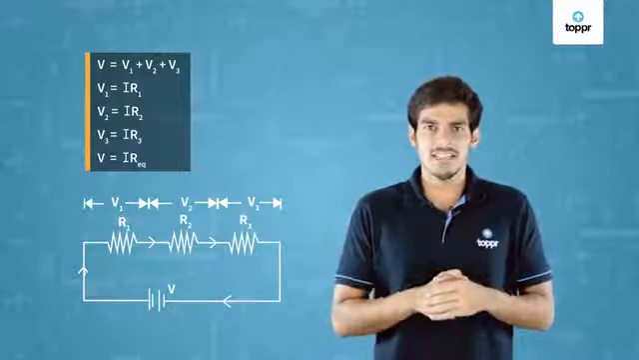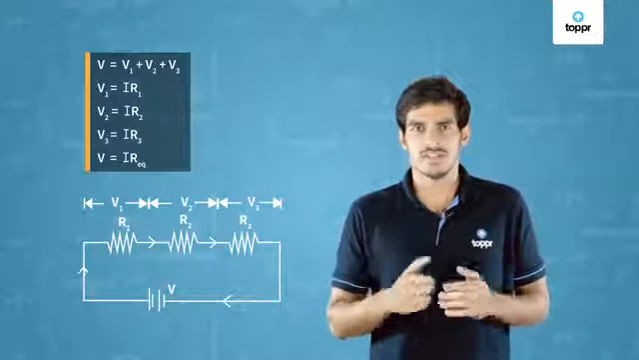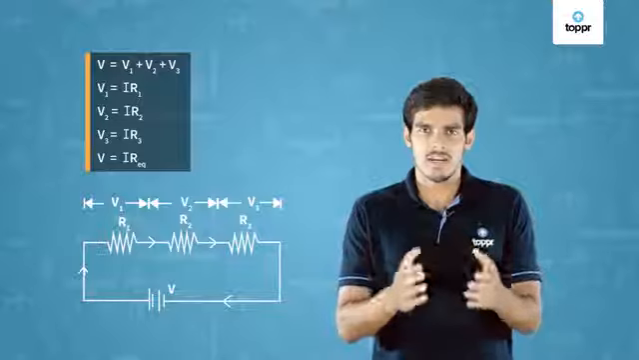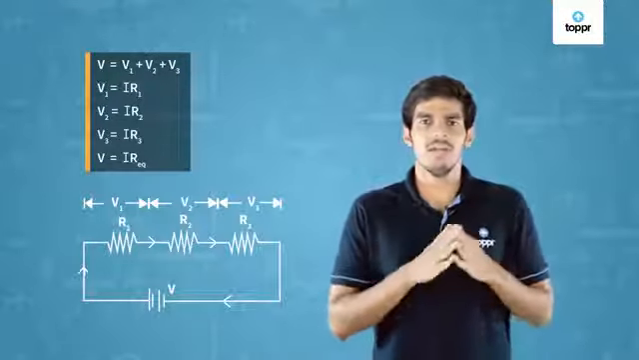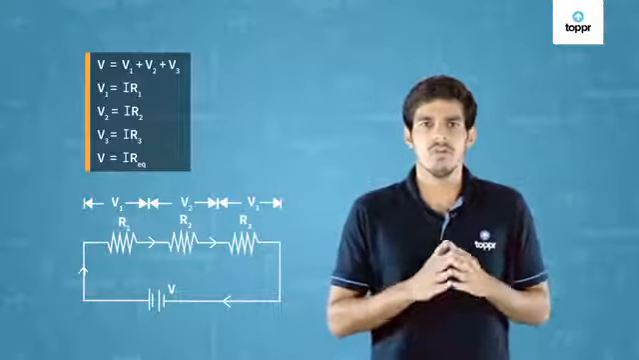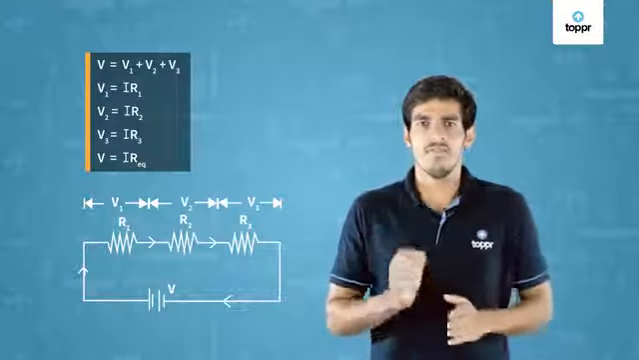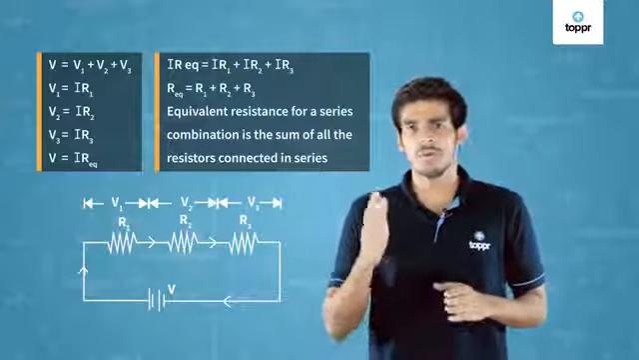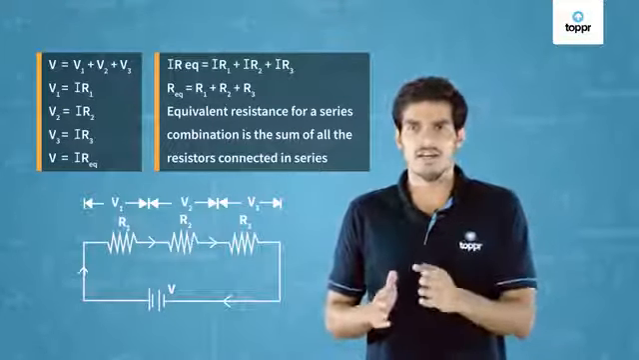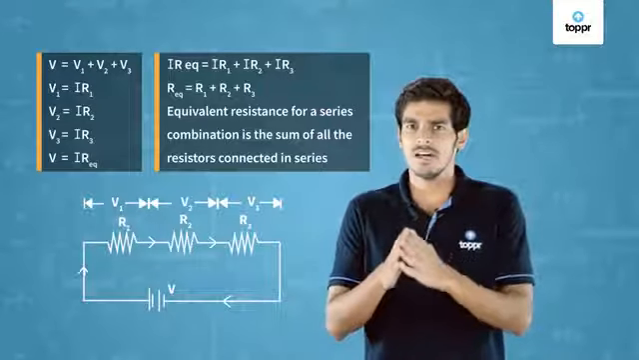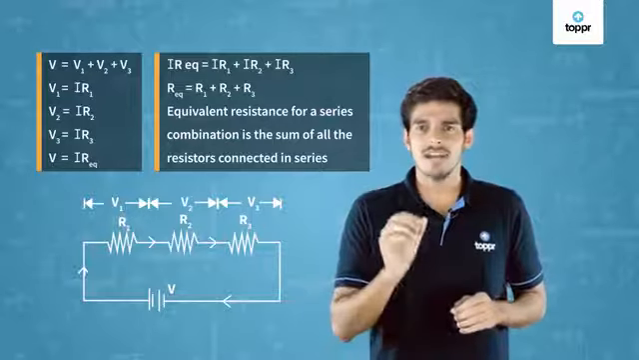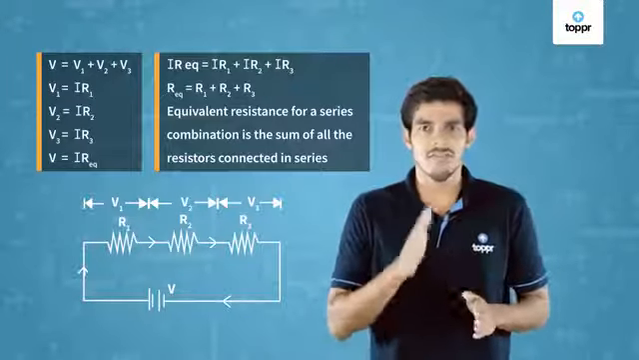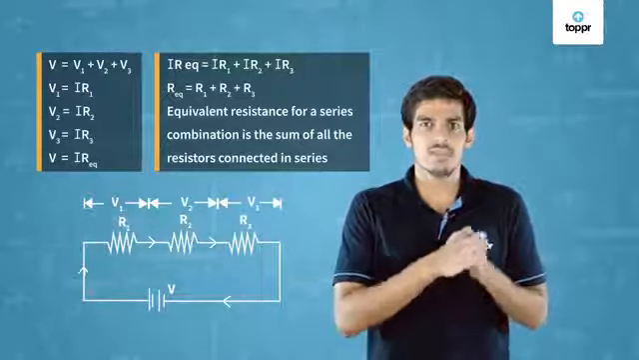Since the resistors are connected in series, the same magnitude of current flows through each of the resistors. Now, applying Ohm's law V equal to IR, V1 is equal to I times R1, V2 is equal to I times R2 and V3 equal to I times R3. Also, V is equal to V1 plus V2 plus V3, where V is the potential difference of the battery in the circuit. Let V equal to I into R equivalent. Therefore, I into R equivalent is equal to I times R1 plus I times R2 plus I times R3. Therefore, R equivalent is equal to R1 plus R2 plus R3. Thus, for a series combination of resistors, the equivalent resistance is equal to the sum of individual resistances connected in series.